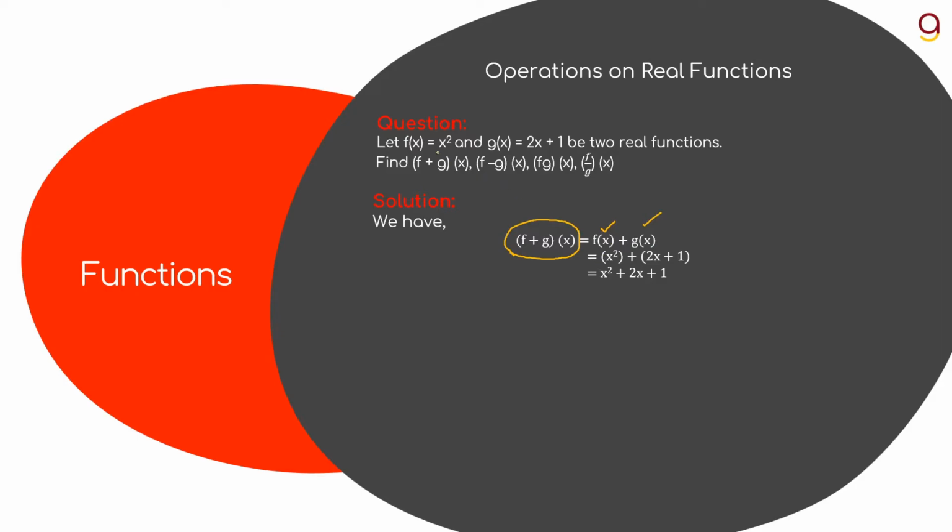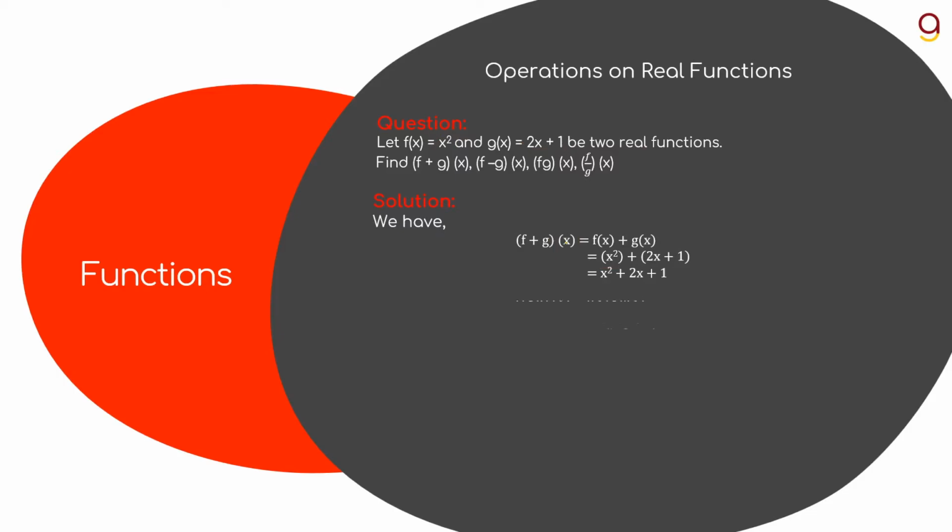And what is f of x? f of x is equal to x square. And what is g of x? g of x is equal to twice x plus 1. So we'll just substitute here. So x square plus twice x plus 1. This is the answer for f plus g of x.